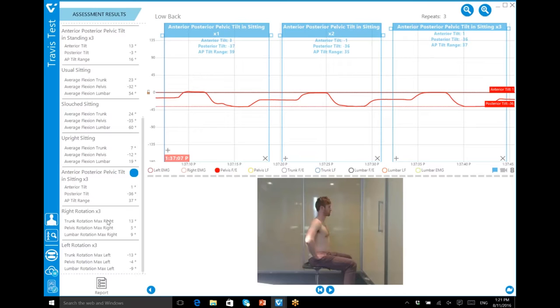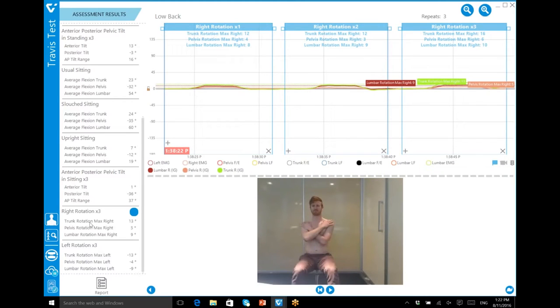But again, what we can see here is that going into an anterior tilt is a little bit difficult now for him in this posture, and it might be something that's important to rehab. So knowing where he can achieve that range is really important if we're trying to correct seated posture. Yeah, absolutely. So the last two tests here are your rotations.